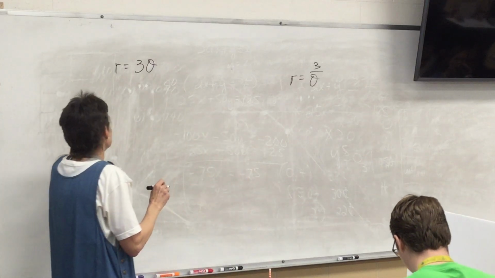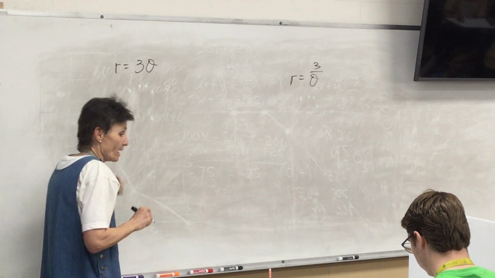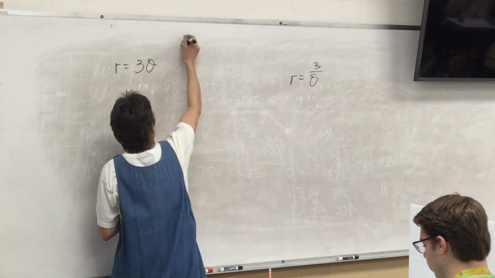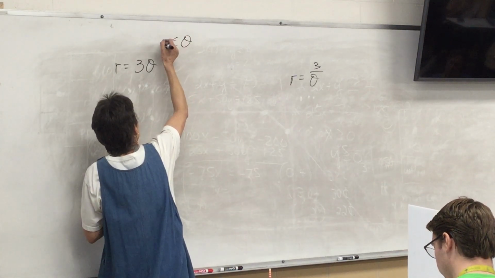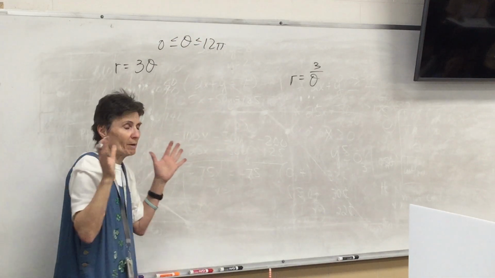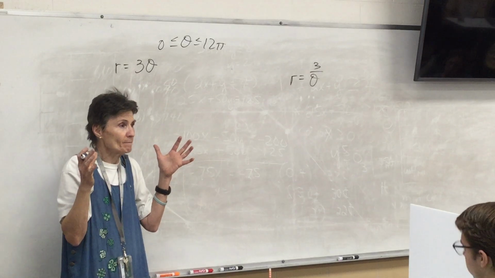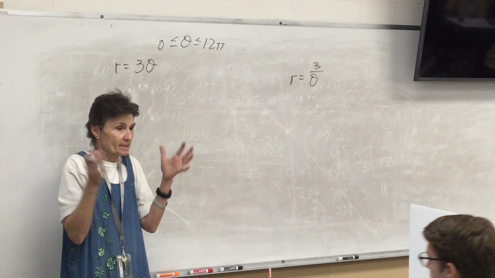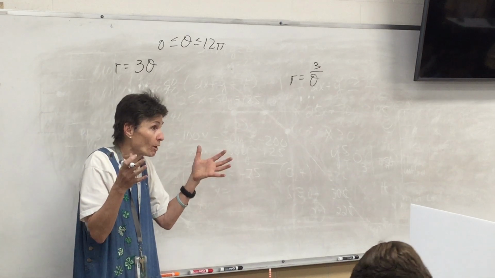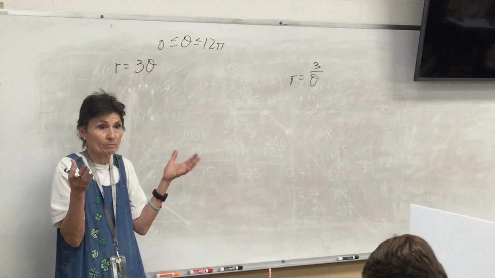So, okay, the parameters on the notes: my range for theta was 0 to 12 pi. Now, why did I pick 12 pi? Well, what is 12 pi going to do for me? 6 revolutions, right? Which will give me a nice little spiral. If you want it to go more, then you're going to have to increase that number, right?